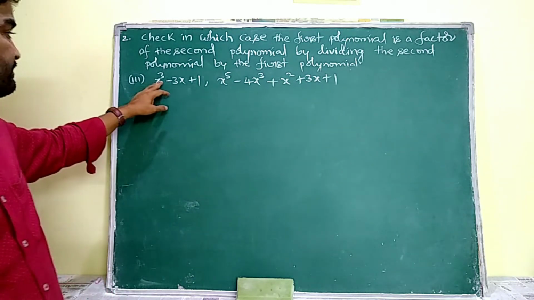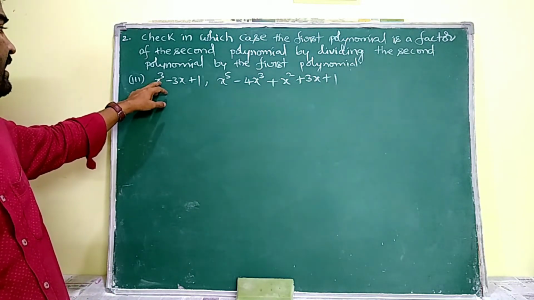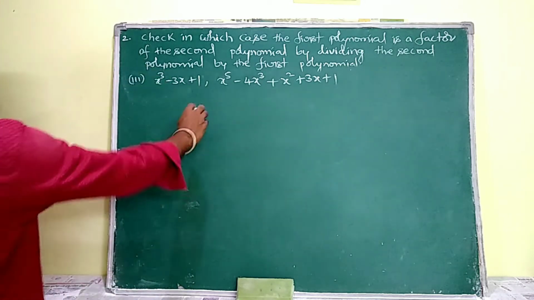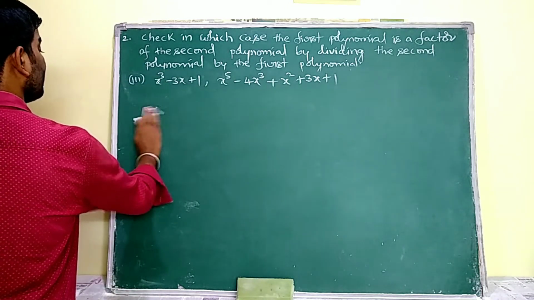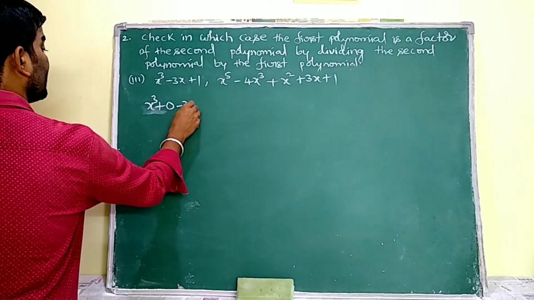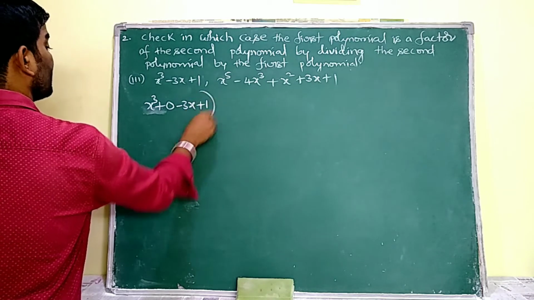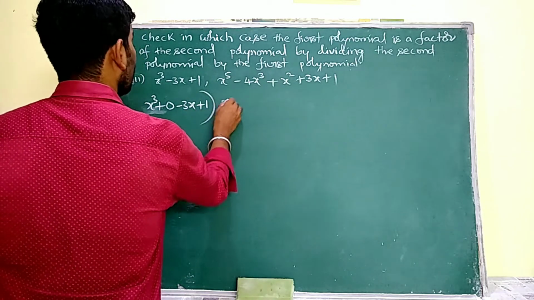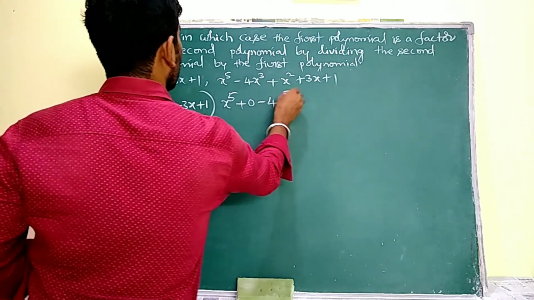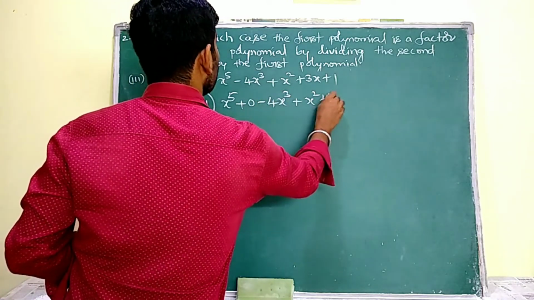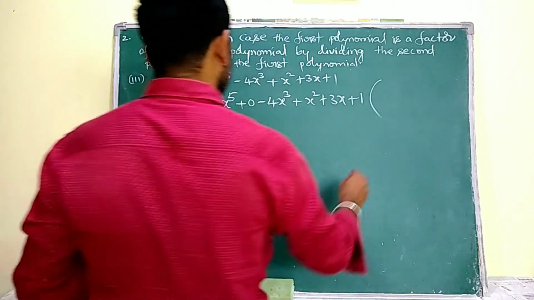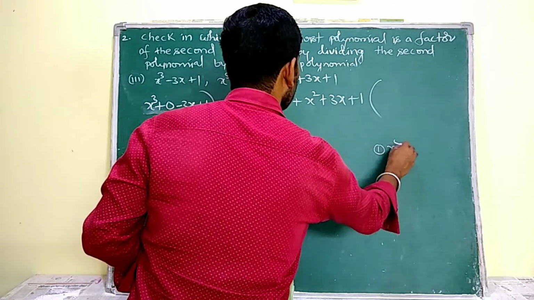Coming to this first polynomial, here the x cube term is there and the x square term is missing. So while dividing, I have to arrange them. I have to write x cube, 0 in the place of x square, minus 3x plus 1. Coming to the dividend, x power of 5, 0, minus 4x cube, x square, plus 3x plus 1.